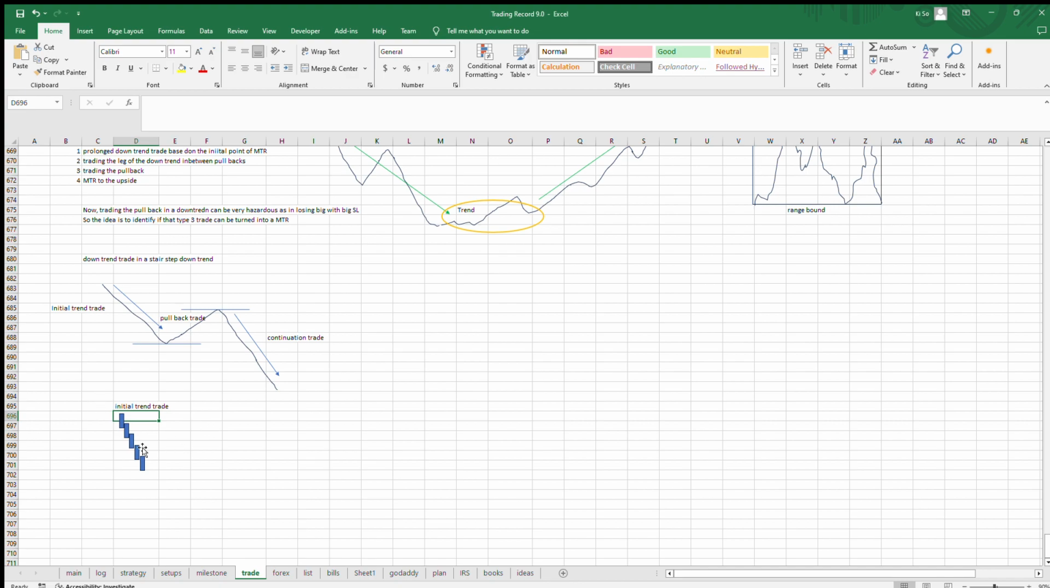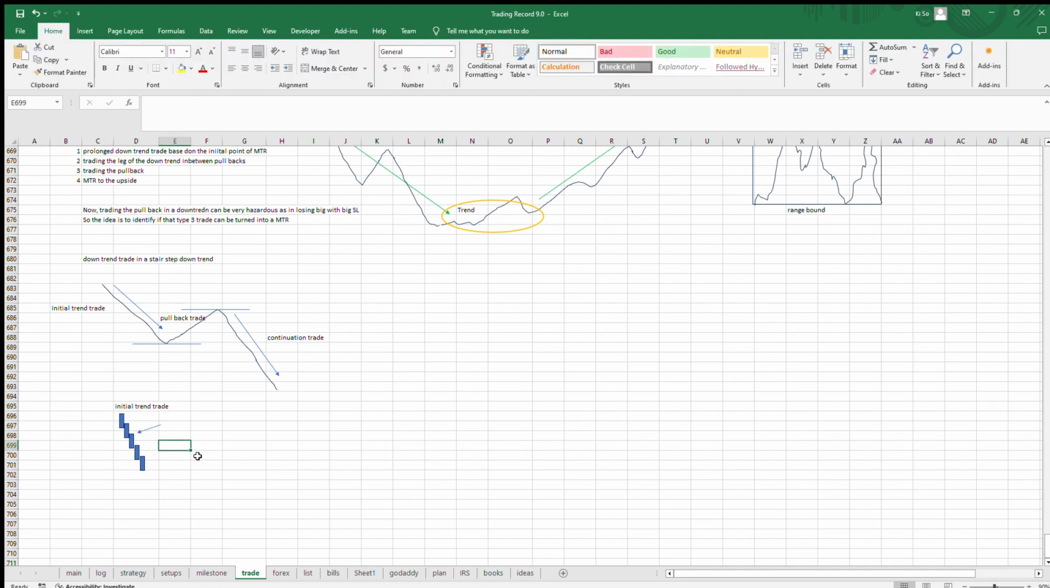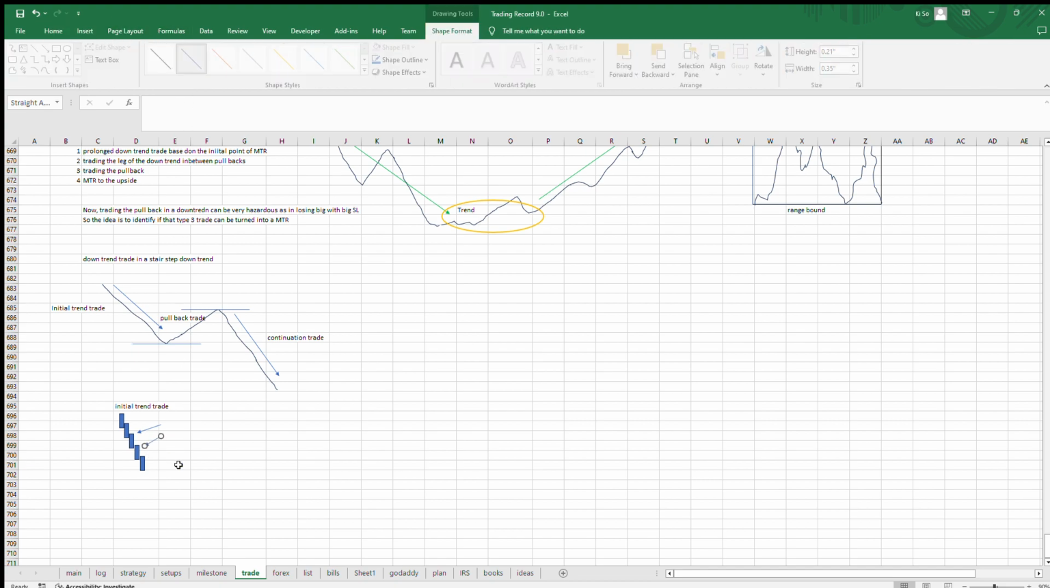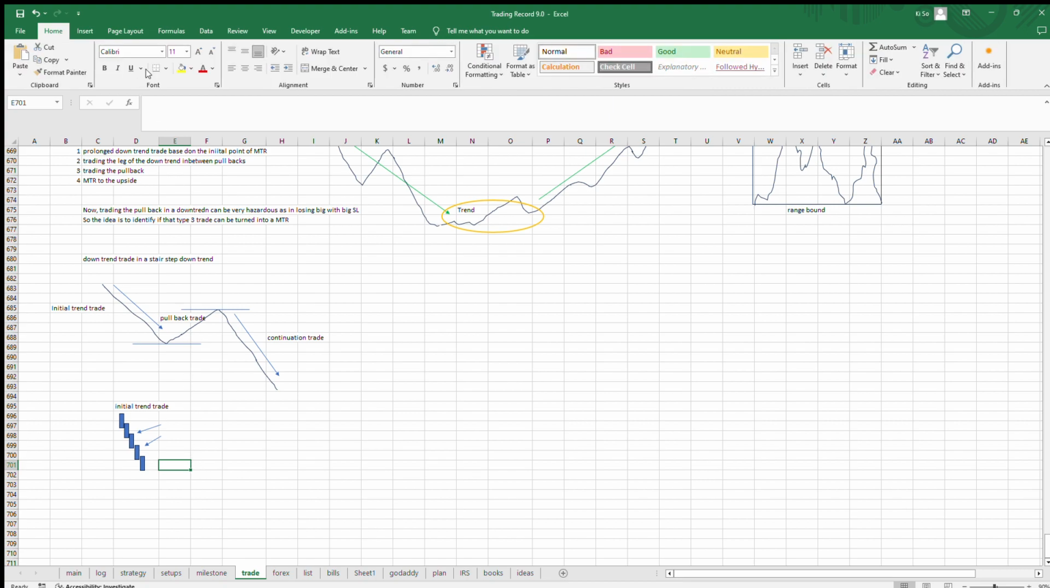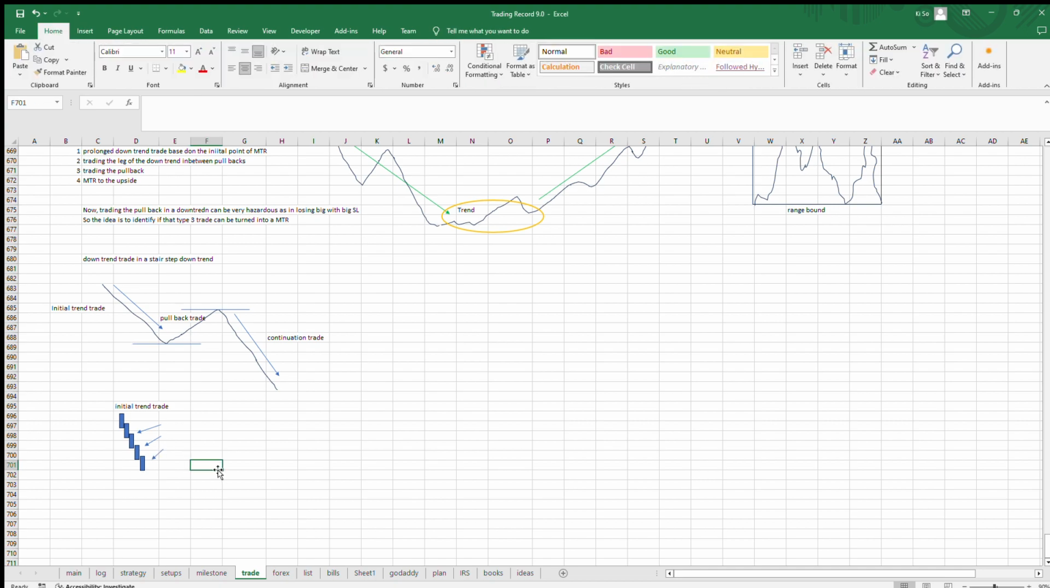Okay, right there. That's the initial trend trade. So where do I enter? On what candle, and how would I look at these candles? Do I enter here? Do I wait for here? Am I looking for a particular candle? What am I looking for when I make this trade? Okay, how do I enter this trade?